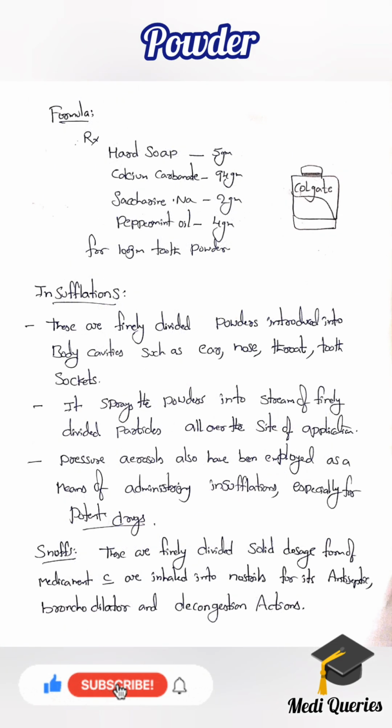So here is a formula for the dentifrices. This is a marketed preparation of a tooth powder, that is Colgate powder, as you know. Here I am giving a formula for 100 grams of tooth powder. For this we take hard soap 5 grams, calcium carbonate 94 grams, saccharin sodium 2 grams and peppermint oil 4 grams. By using all these ingredients, compound a tooth powder of 100 grams. So this is the formula for the tooth powders.